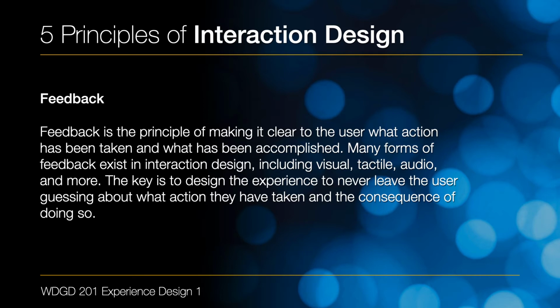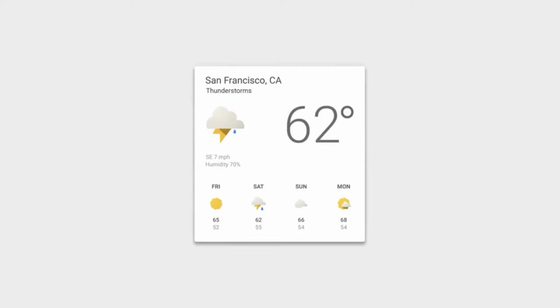Feedback is the principle of making it clear to the user what action is being taken and what is being accomplished. Many forms of feedback exist in interaction design, including visual, tactile, audio, and more. The key is to design the experience to never leave the user guessing about what action they have taken and the consequences of doing so. I'm just going to show you a short video here.